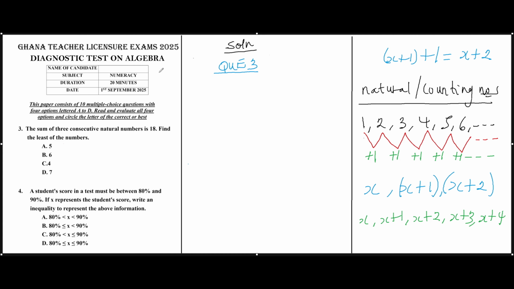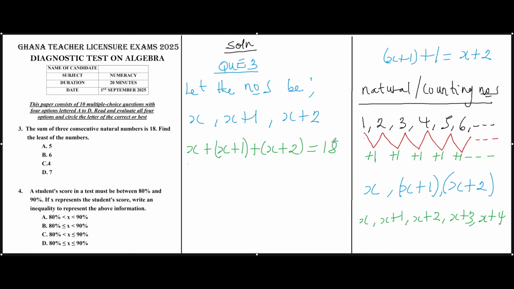But with respect to this particular question, we were given the sum of 3 consecutive natural numbers. So you can say, let the numbers be: the first number is x, the second one x plus 1, and the third one x plus 2. Remember, their sum. In algebra, sum means addition. So when we add these 3 consecutive natural numbers, that should give us a sum of 18. So we have x plus x plus x, that is 3x. Then 1 plus 2, we have 3. And this must be equal to 18.